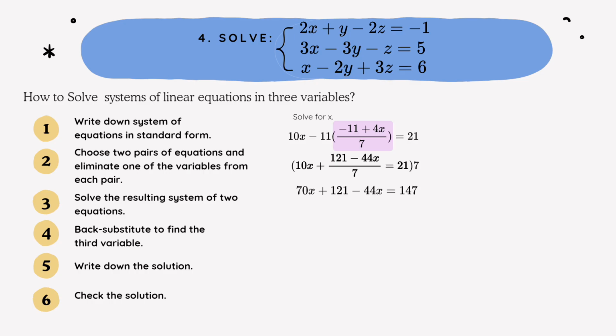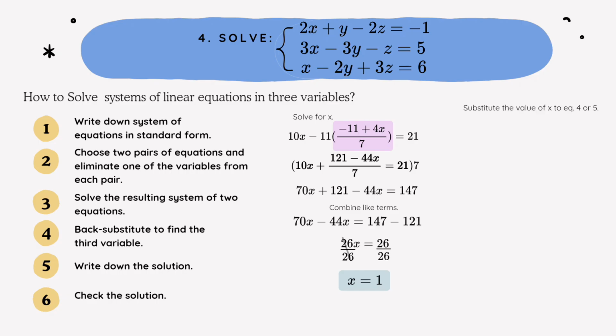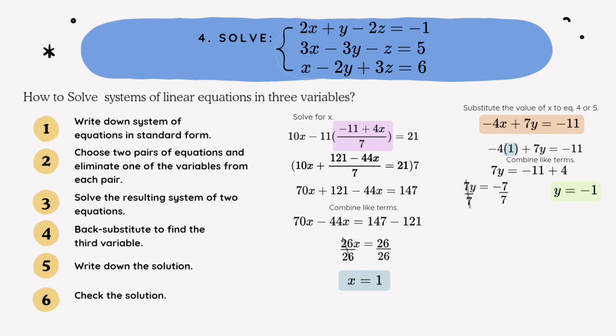Simplify and then combine like terms. We'll have 26x equals 26. Therefore, x is equal to 1. Then substitute the value of x to equation 4 or equation 5. Then simplifying and combining like terms, we'll get y is equal to negative 1.